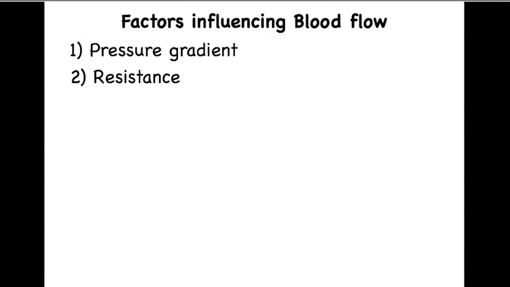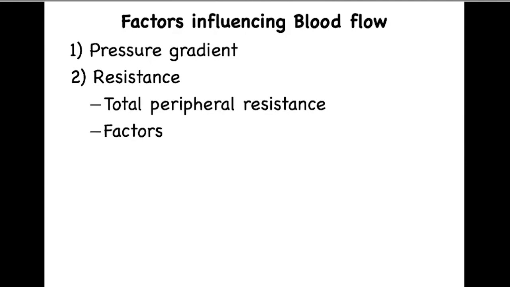Let's look at some factors that influence blood flow. The pressure gradient, as mentioned before, and we're going to come back and look at that later. And resistance. This is what we're going to look at now. There are three types of resistance. Recall that when we're talking about resistance, we're going to refer to the total peripheral resistance, the resistance in the systemic circuit away from the heart, in the vessels away from the heart.